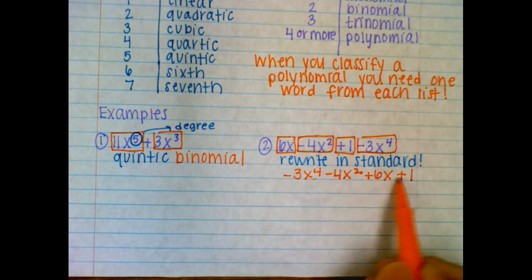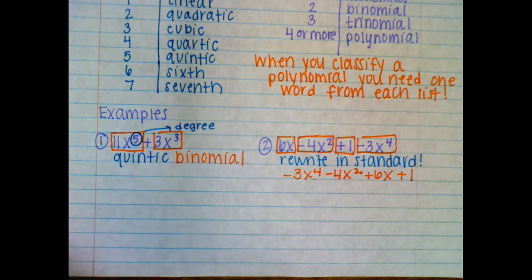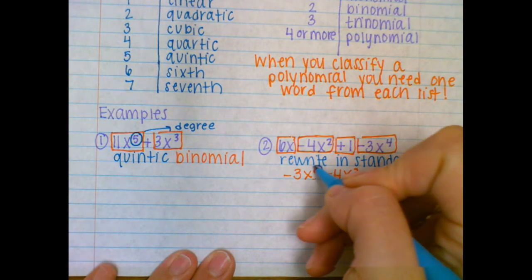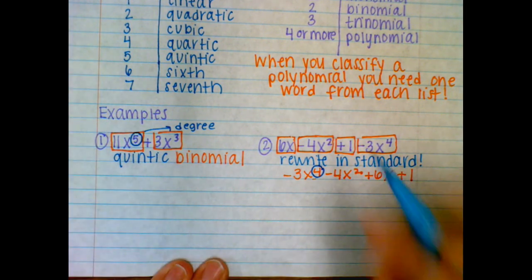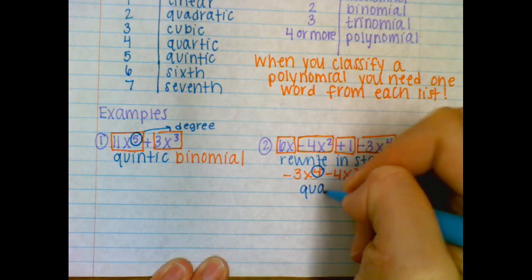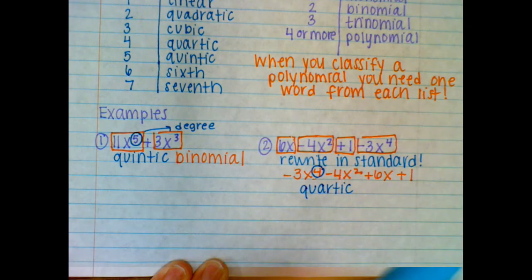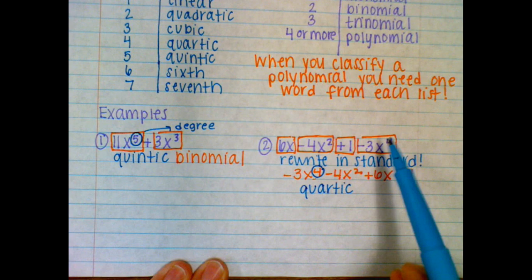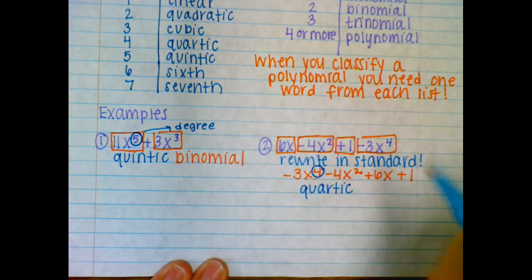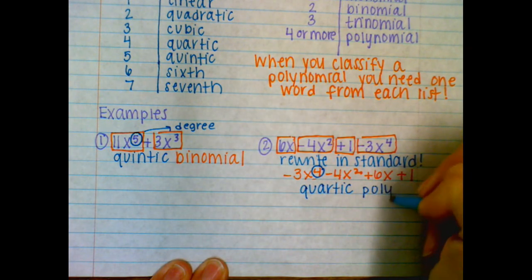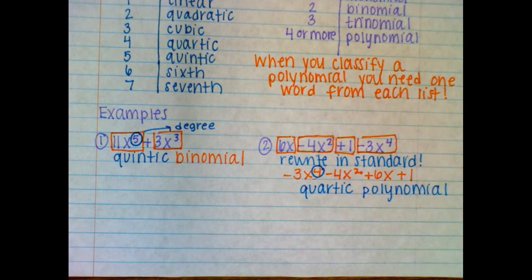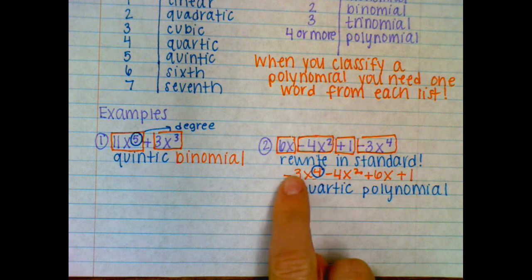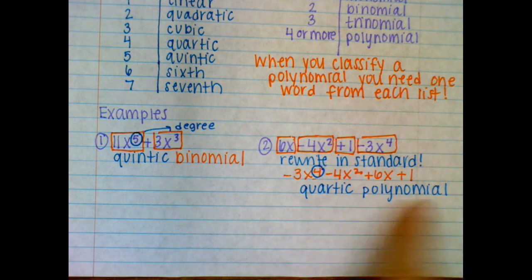Now that it's in standard form, it looks like our first example, and now I can start to look for that information. So the biggest exponent is a 4. If I go to my list, that's quartic. And when I think about my terms, there was 1, 2, 3, 4. So 4 or more means polynomial. So that's a quartic polynomial. So sometimes you have to rewrite it first, and then you can name it.